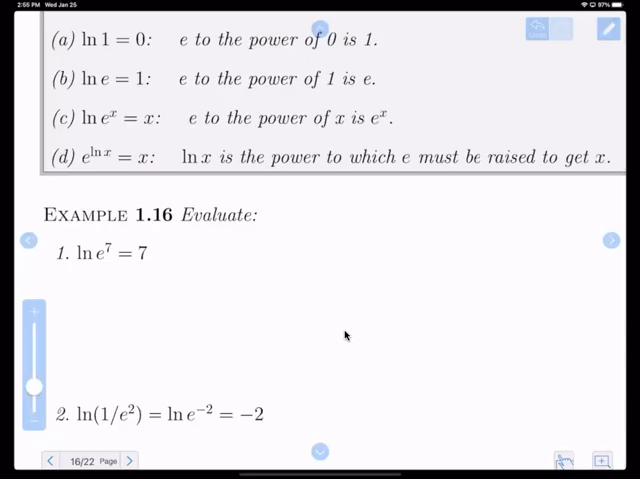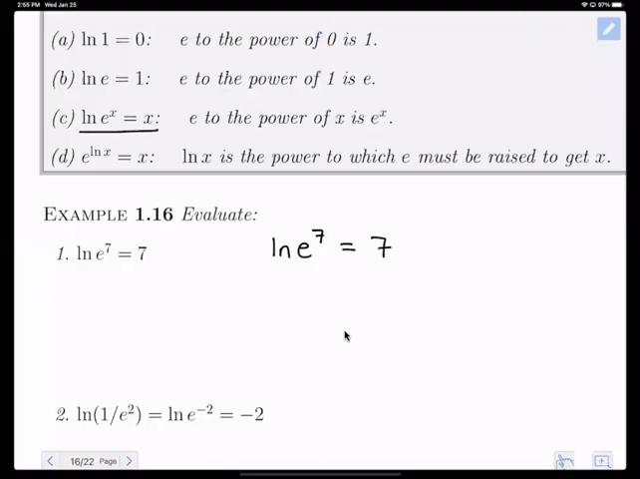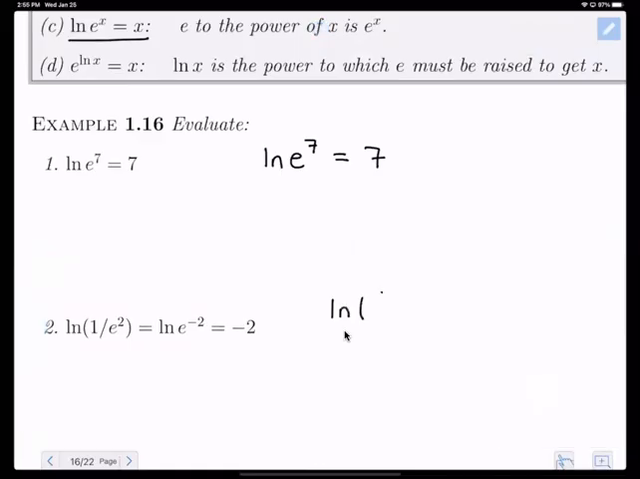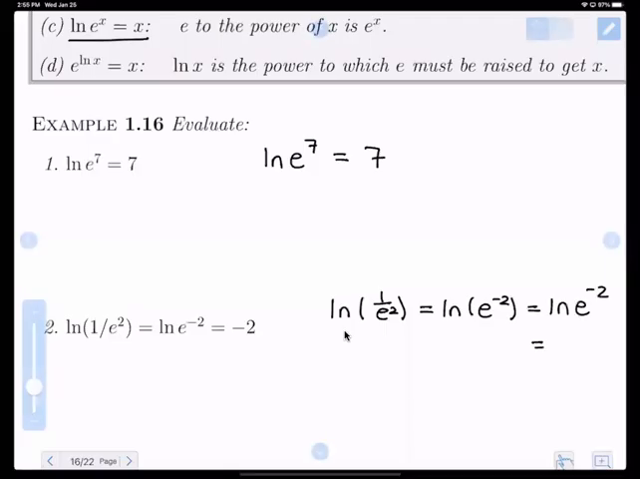Ln of E to the 7. Ln of E to the 7 is 7. Okay. Ln of 1 over E squared, E squared is in the denominator, so ln of E to the negative 2, which is negative 2.